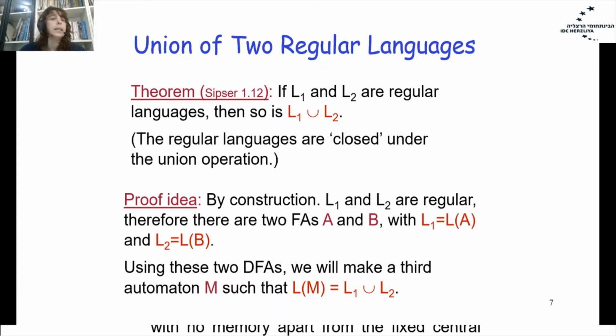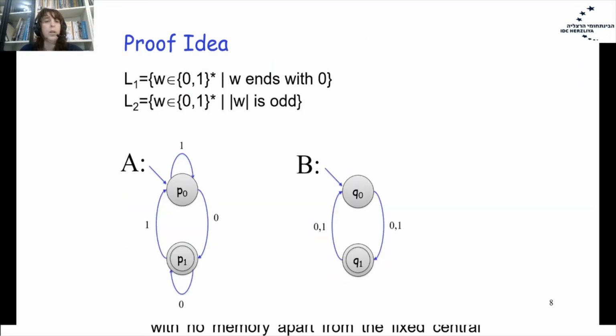Since L1 is a regular language, we have some automaton, let's call it A, that accepts L1. Since L2 is a regular language, we have some automaton, let's call it B, that accepts L2. We want to build an automaton that accepts L1 union L2. So basically, we want to build some deterministic finite automaton, M, that will simultaneously move in two languages.